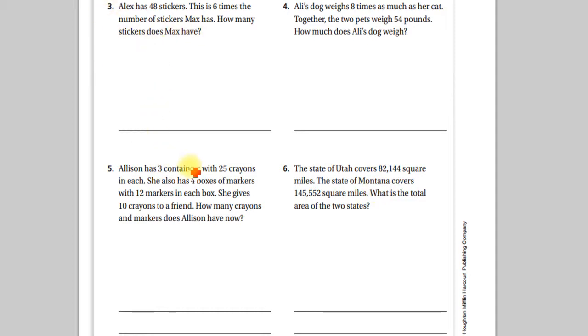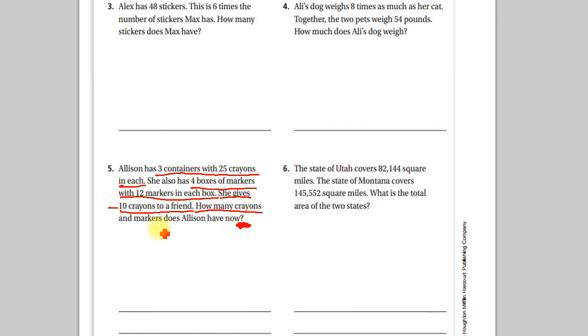Okay, number 5, Allison has 3 containers with 25 crayons in each. That's important. I want to underline that. She also has 4 boxes of markers with 12 markers in each box. That's important. She gives 10 crayons to a friend. Well, if she's giving them, I know that's going to be minus, taking away 10 from what she has. And my question, again, I always look for my question mark. I always go back to my question mark before I move on.